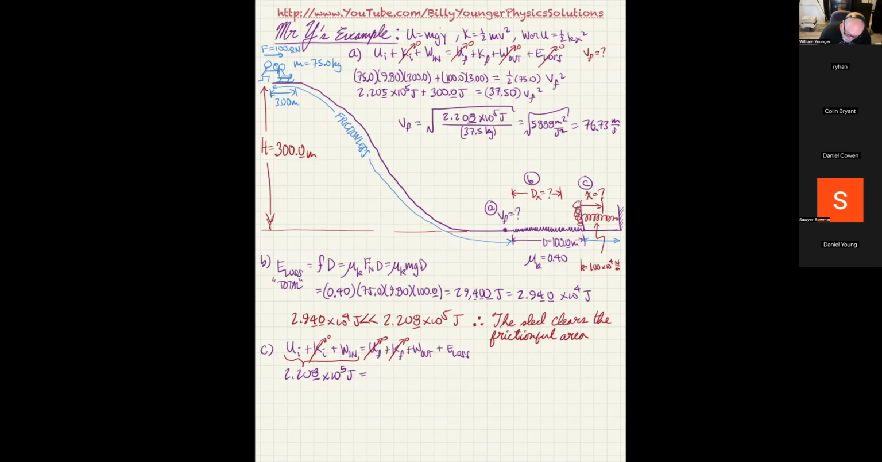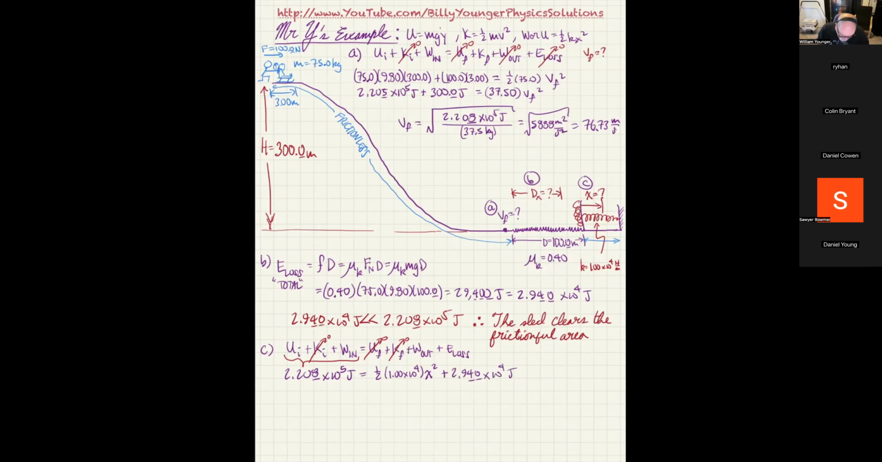Now, in this case, the work out is going to be the work done in compressing the spring. So it's going to be 1/2 times 1.00 times 10 to the fourth, that's newtons per meter, times x squared, where x is going to be the amount of compression that the plywood and the girl put on the spring. And then the E loss is just going to be that quantity we just calculated, which is 2.940 times 10 to the fourth joules.